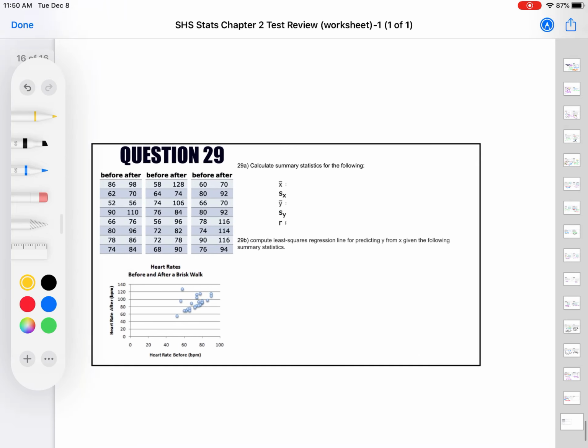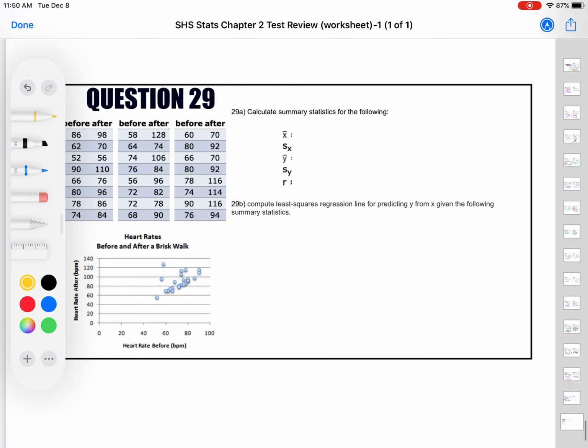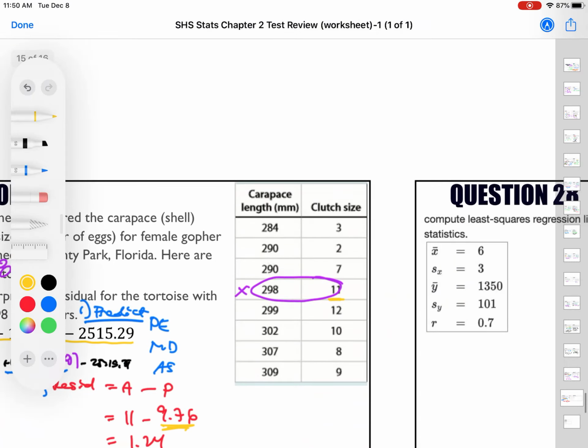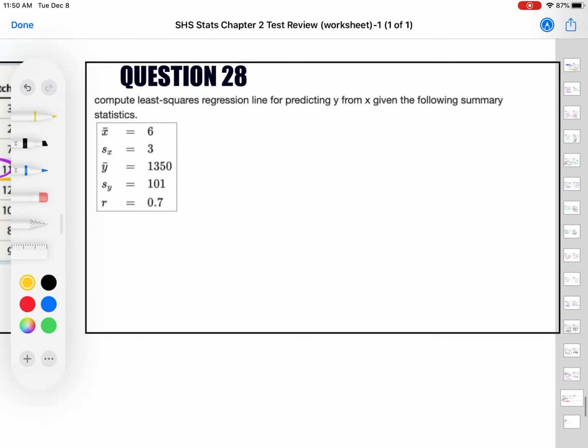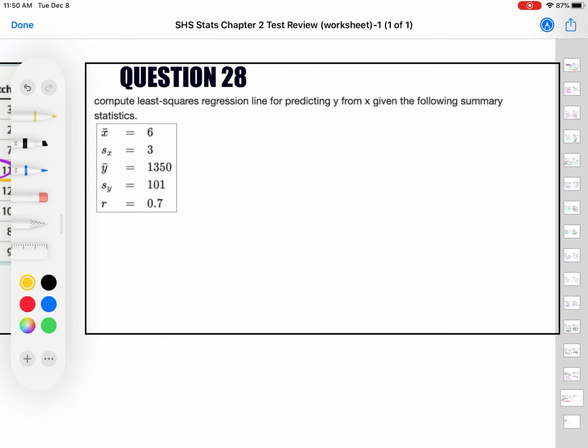Let's do question number 29. Did I skip one? Did I get 28? Ah, 28's over here. I knew it. Okay, for number 28, it's saying compute the least squares regression line for predicting y from x given the summary statistics. So you have the mean or the average.